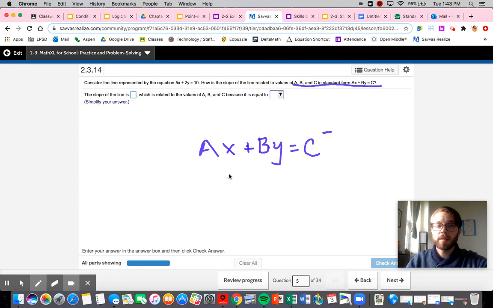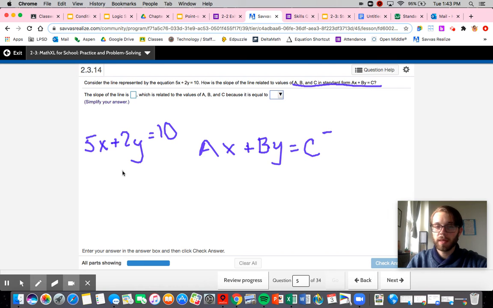But ultimately, let's look at what this question is asking. We're considering the line represented by the equation 5x plus 2y is equal to 10. How is the slope related to the values of A, B, and C in standard form, Ax plus By equals C? So first of all, let's look at what we're given. We're told that we have 5x plus 2y is equal to 10, right?